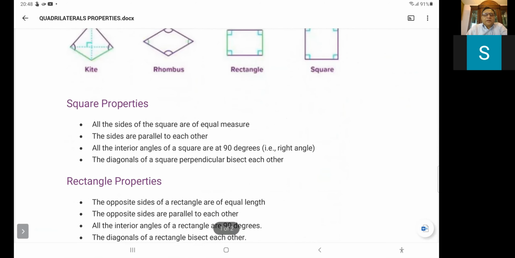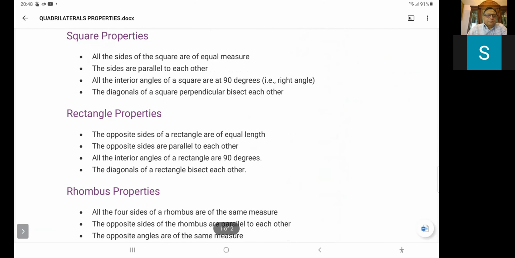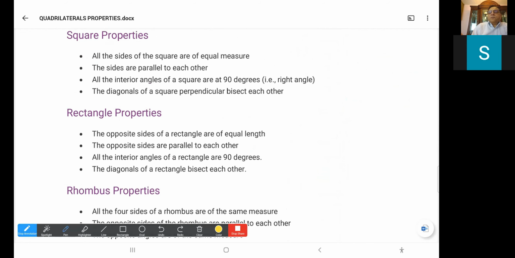Okay, let's look into squares first. Can you tell me the properties of squares? All sides are equal. They are all perpendicular. Correct. And all sides are parallel. They bisect diagonals. They bisect perpendicularly.